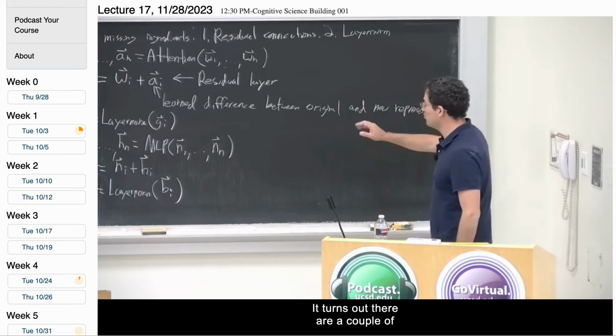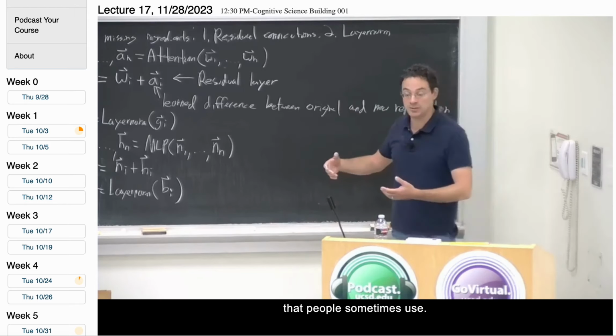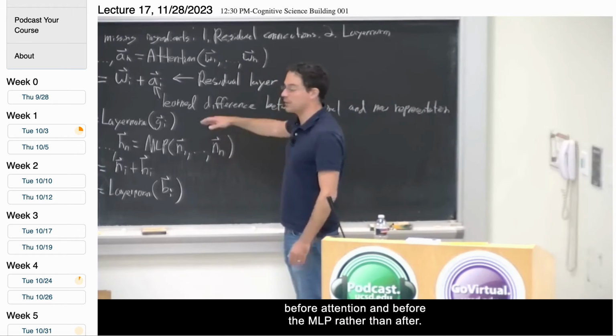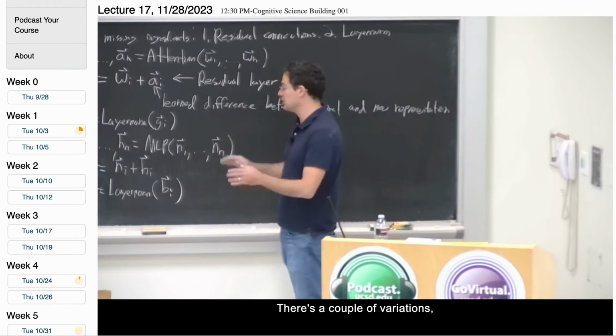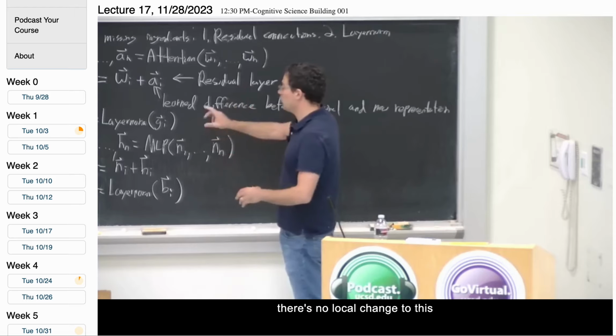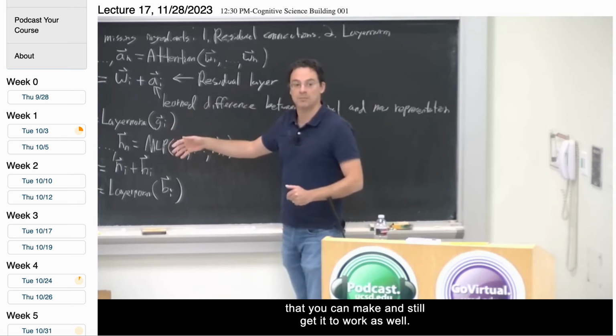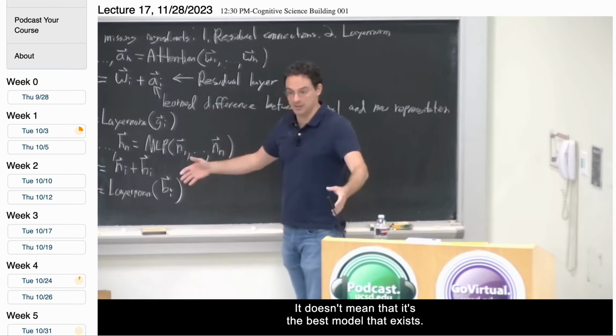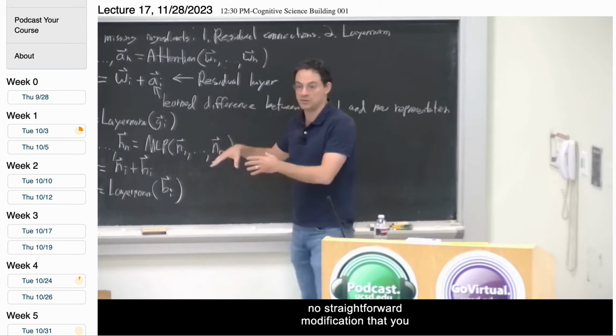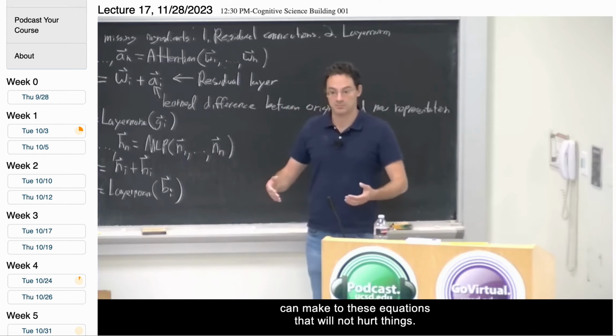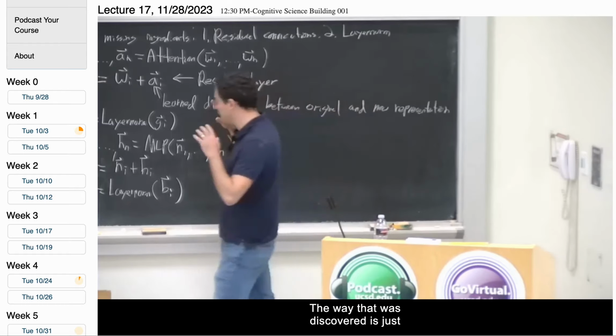It turns out there are a couple of other variations in the literature that people sometimes use. Sometimes people put the layer norm before attention and before the MLP rather than after. That's a very common variation. But to a first approximation, there's no local change to this that you can make and still get it to work as well. It's like the local optimum. It doesn't mean that it's the best model that exists, but it means there's no straightforward modification that you can make to these equations that will not hurt things. And the way that it was discovered is they threw a bunch of stuff at the wall.